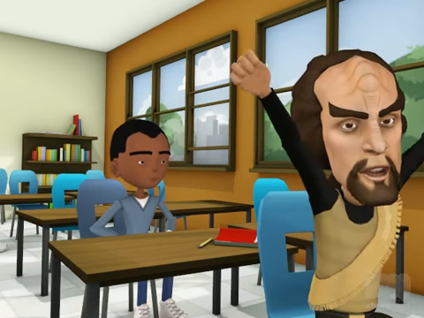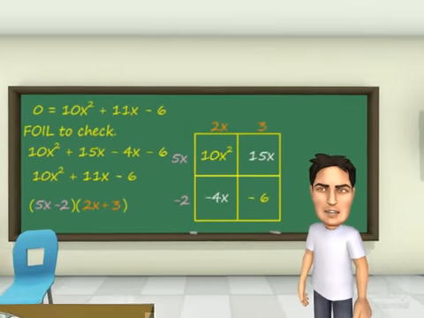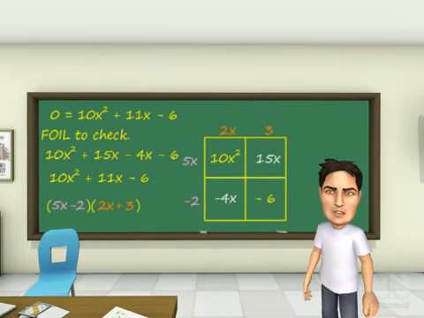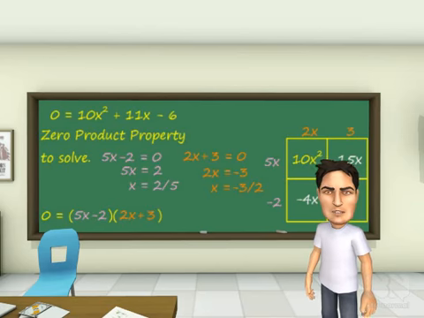Yes, Zorg. If we are solving a quadratic set equal to 0, we set each binomial factor equal to 0, since the zero product property reminds us that any number times 0 equals 0. Now we solve these two linear equations where the binomial factors equal 0. The solutions to the two equations are the solutions to the quadratic equation we started with.